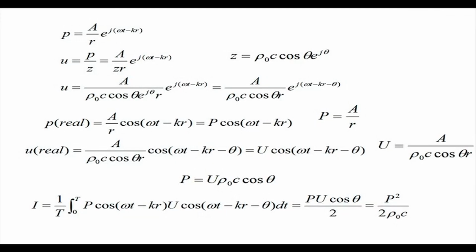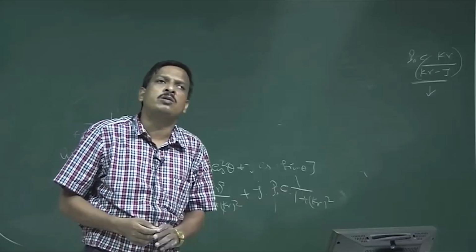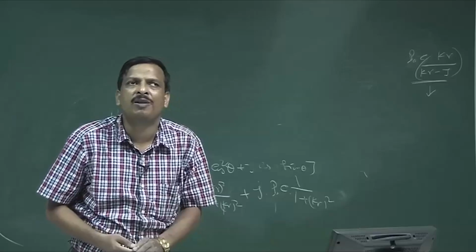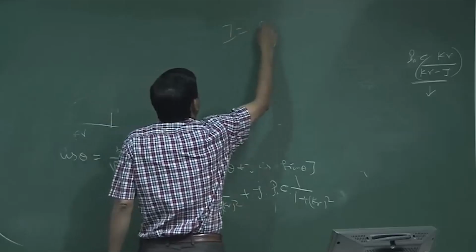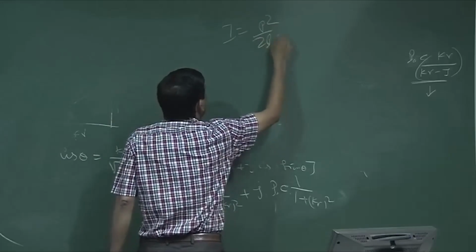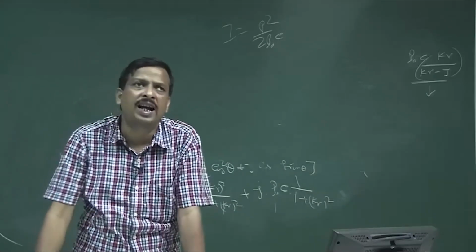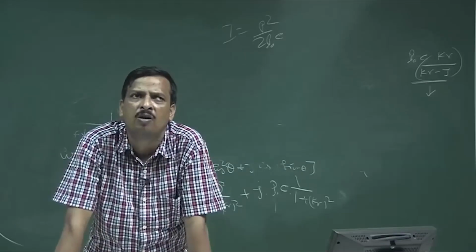Now, one thing: how do we express the intensity of the sound? In most cases, when we discuss sound wave propagation, we discuss spherical wave propagation. So, now we have to find out what should be the expression of the intensity in the case of spherical wave propagation. In the case of plane wave propagation, I is nothing but p square by 2 rho c.